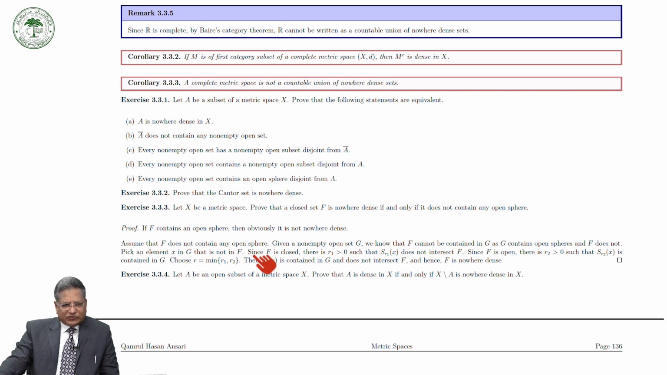Now I also gave an exercise which says that if A is an open subset of a metric space X, then prove that A is dense in X if and only if the complement of A is a nowhere dense set. Remember, we have proved the similar result for the closed set.